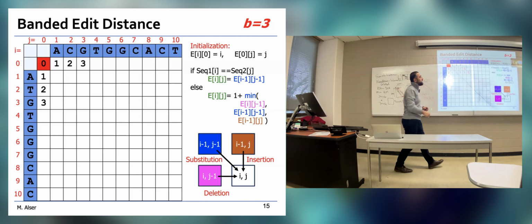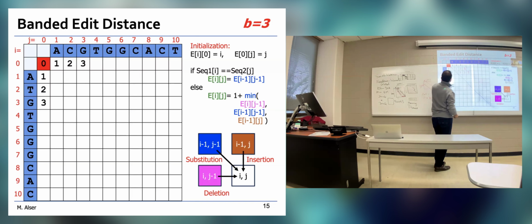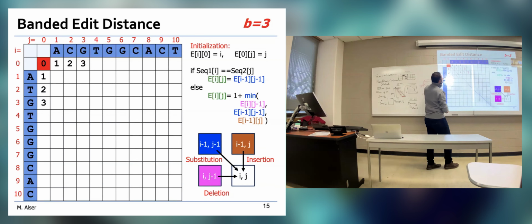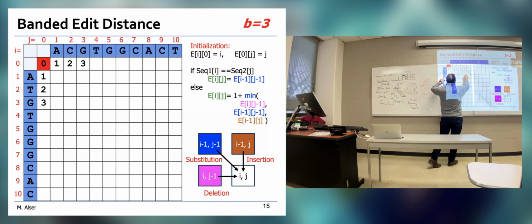Let's continue because this is important. Let's see what will happen here. G and A are not similar. Let's take the minimum, 2. G and C not similar. Minimum plus 1. G and G are similar. We just copy the value in here. G and T not similar. What we should do, take the minimum, which is 1 plus 1, 2. G and G are similar. So we just copy the value in here.